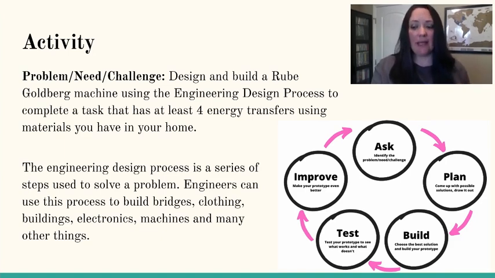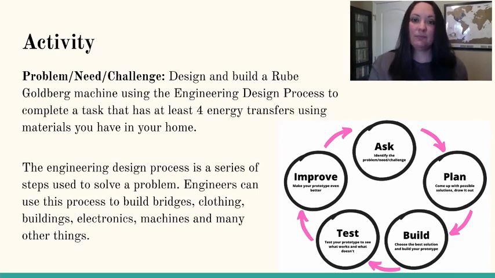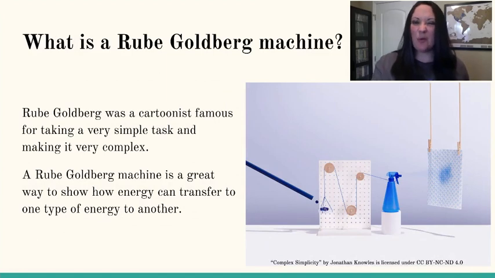Then we are going to have to plan. We've got to come up with some possible solutions, design it, draw it. Then we're going to be able to build, test our machine, and then we're going to be able to improve it, make it better. So what is a Rube Goldberg machine? Rube Goldberg is a cartoonist that's famous for taking a very simple task and making it extremely complicated. Now we can use his extremely complicated machines to show how energy is transferred from one kind of energy to another. You can see the example below.